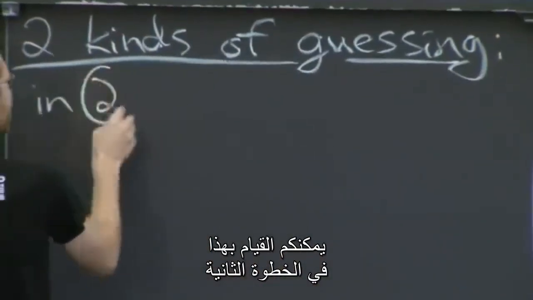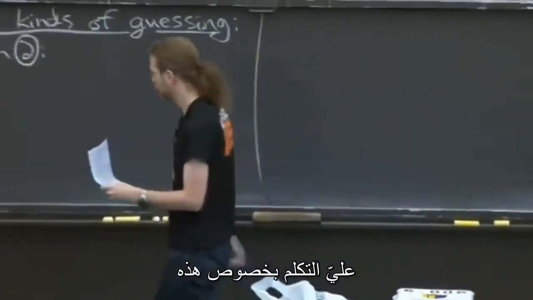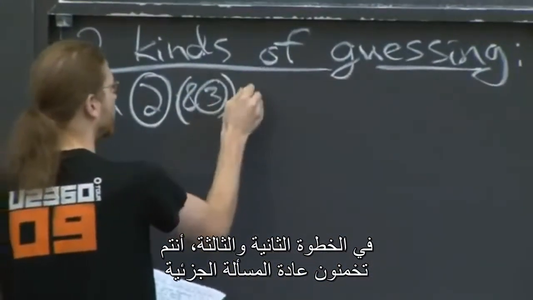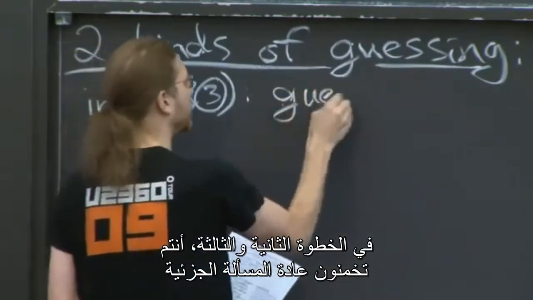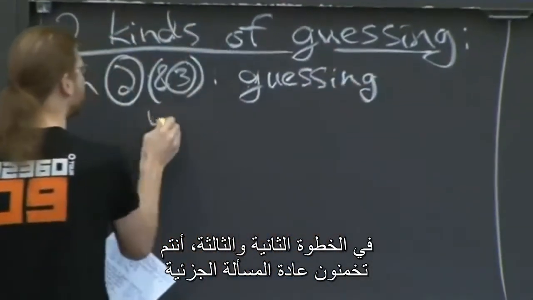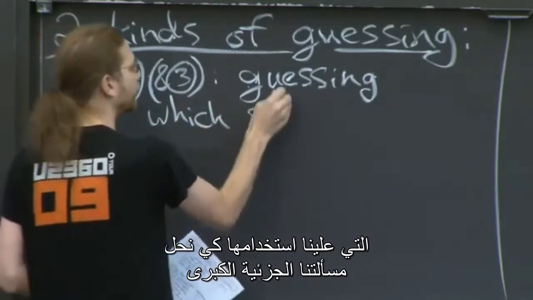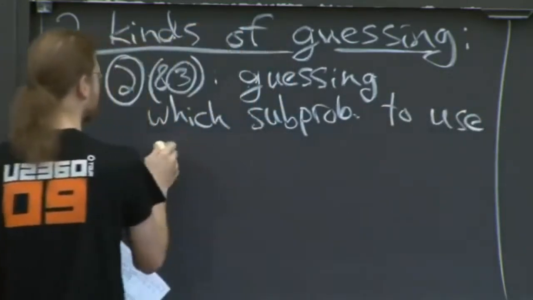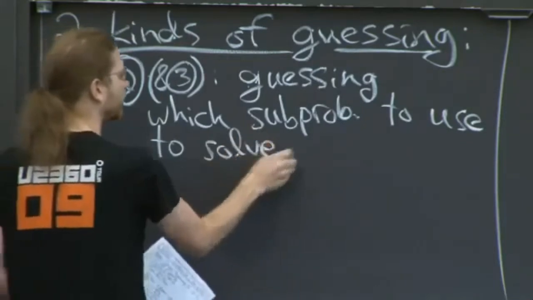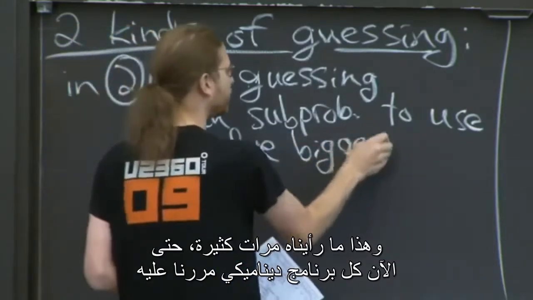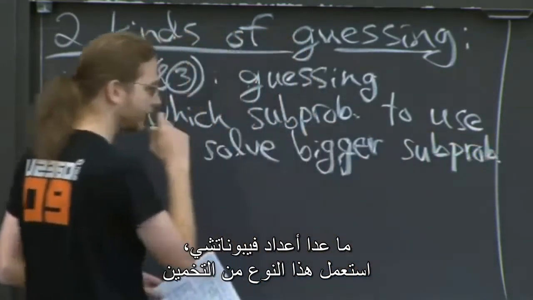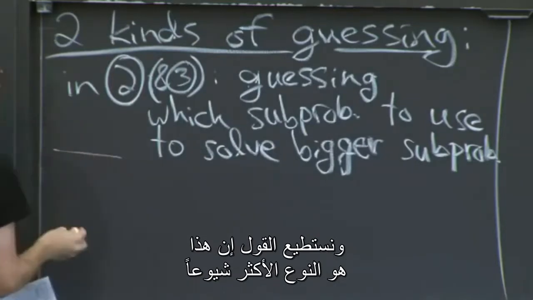So you can do it in step 2 and 3. You are guessing usually which subproblems to use in order to solve your bigger subproblem. So that's what we've seen many, many times by now. Every DP that we've covered, except for Fibonacci numbers, has used this kind of guessing. And it's sort of the most common, I guess you might say.